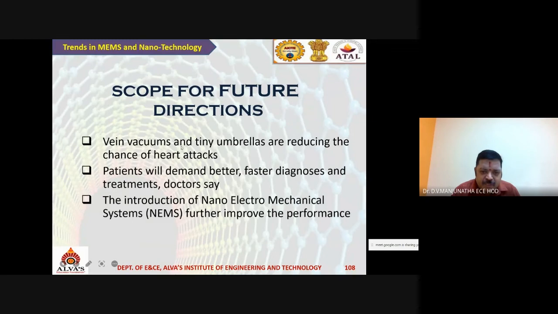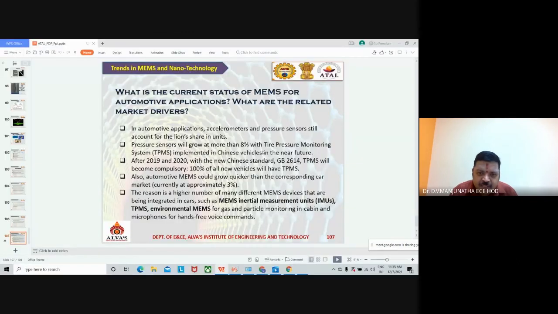Vein, vacuum, and tiny umbrellas are reducing the chance of heart attacks. Sorry. Patients will demand better, faster diagnosis and treatment, doctor says. The introduction to nano electromechanical systems, further improvement in the performance, right? So that's all about my PPTs.